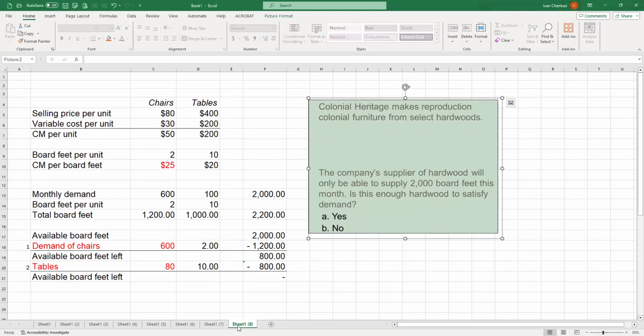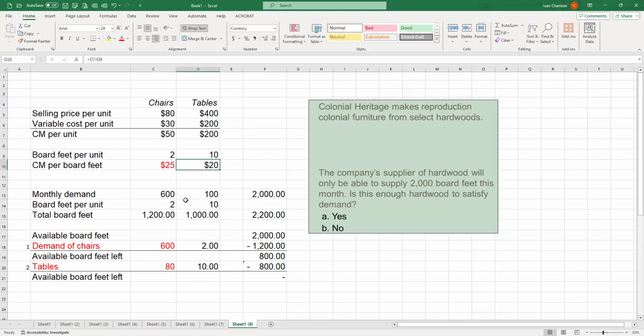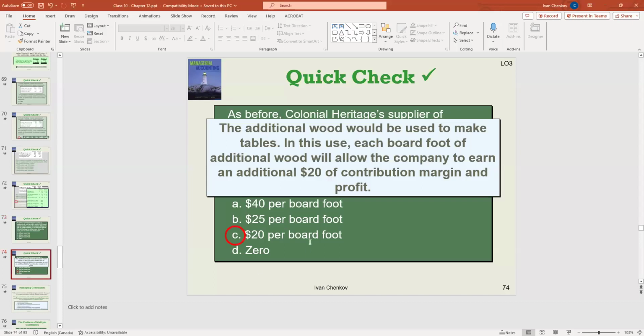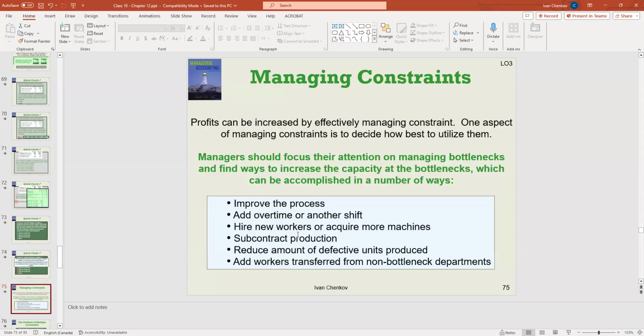$20. $20 will be the correct answer. Why? Because they won't be willing to pay more than the contribution margin generated per board foot of hardwood used for a table. Anything above, they start losing money. Great job. So yes, it will be $20 per board foot. That will be the maximum because that is the additional contribution margin.